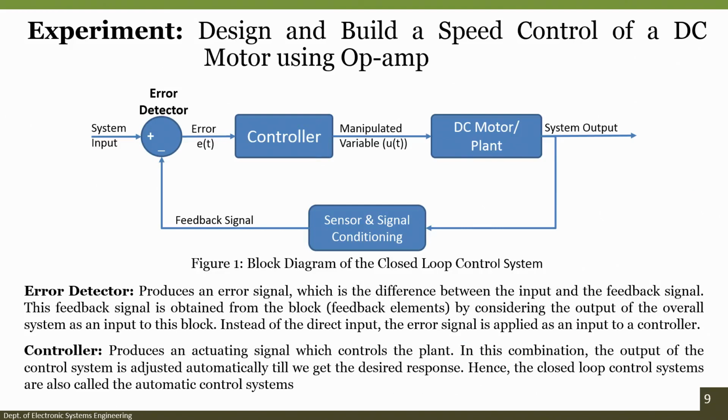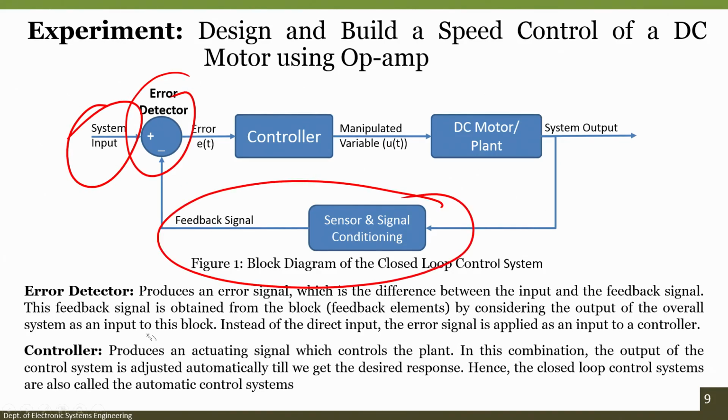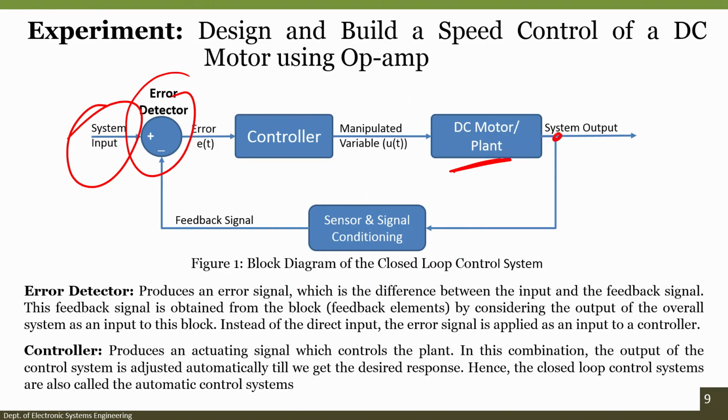Again, this experiment will be taken care of by the TA, but let us quickly see the theory part of it. If you see the block diagram of the closed loop control system, there is a system input and there is an error detector which detects the error with the help of the feedback signal, which comes from our sensor and signal conditioning circuit. We have a controller to control the speed of the DC motor, and whatever the system output is, it is fed back through the signal conditioning circuit to the error detector. Whatever errors are there will be taken care of, and according to that the controller can maintain the speed of the DC motor. So, we will discuss this in detail.